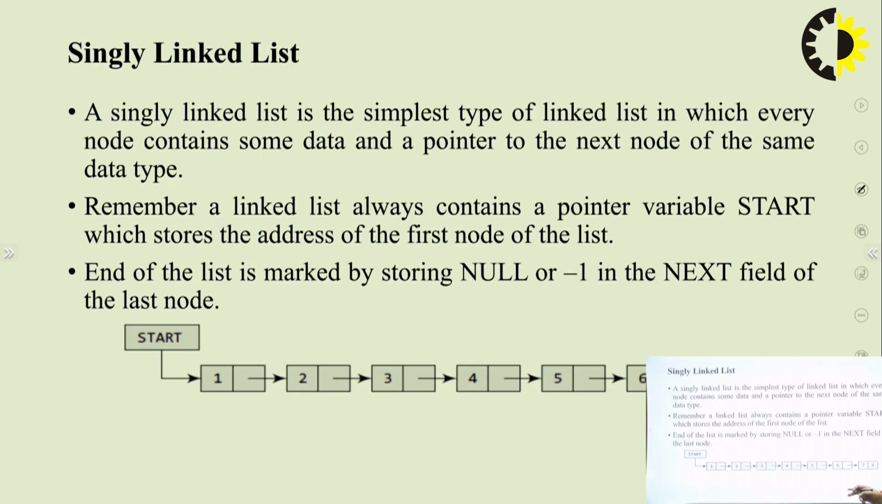Singly linked list. By default, if we are not going to use any term, we are saying simple linked list. So a simple linked list, by default, is considered as the singly linked list. Singly linked list is the simplest type of linked list in which every node contains some data and a pointer to the next node of the same data type. For example, this is the diagram of a singly linked list.